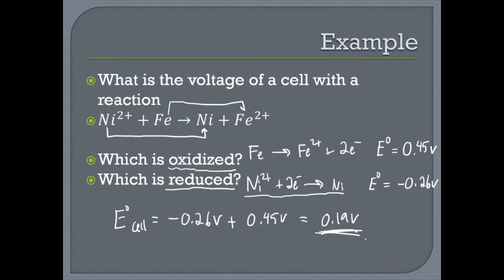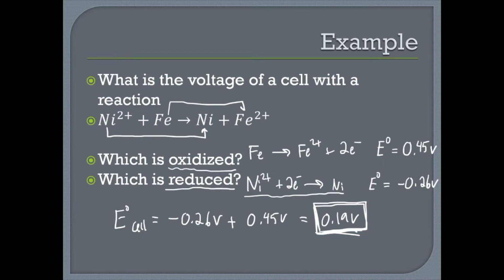Now, if you remember from the previous lesson, this would mean that this reaction is a spontaneous redox reaction and it would proceed forwards. When this reaction proceeds forwards, you will generate this much energy, or at least the electrons will have that much energy. Okay, so this would be a good example of a battery, because a battery will generate positive voltage.